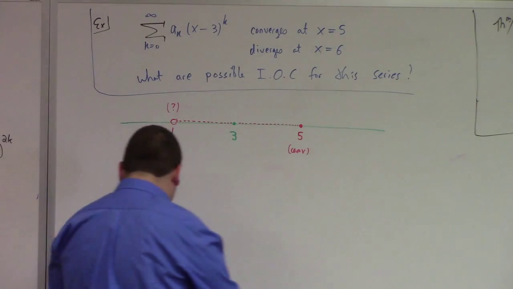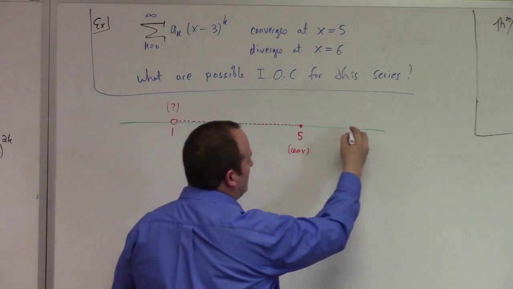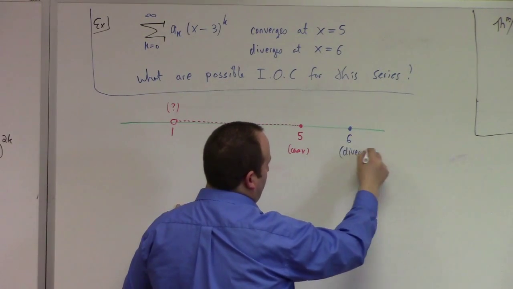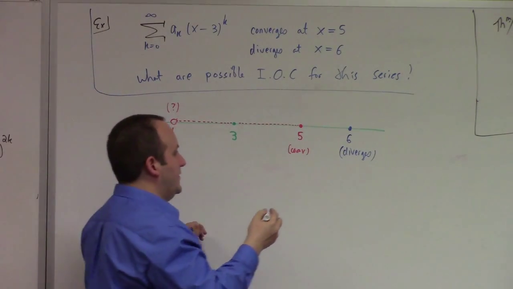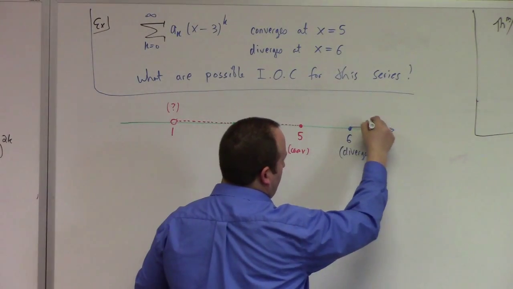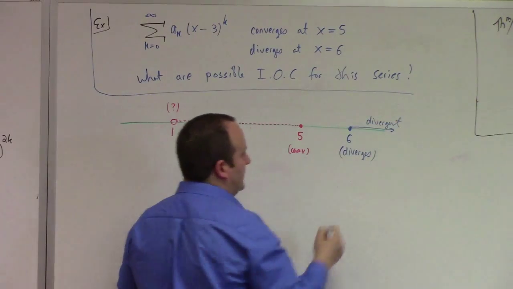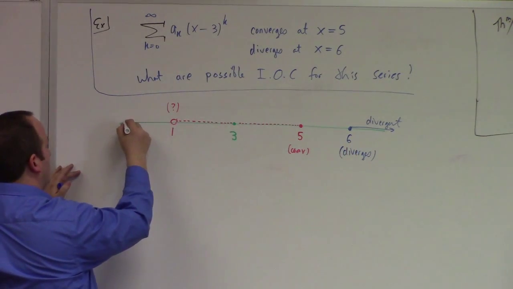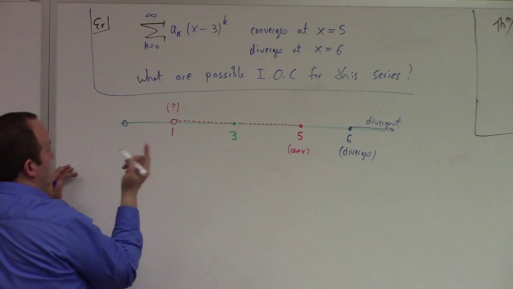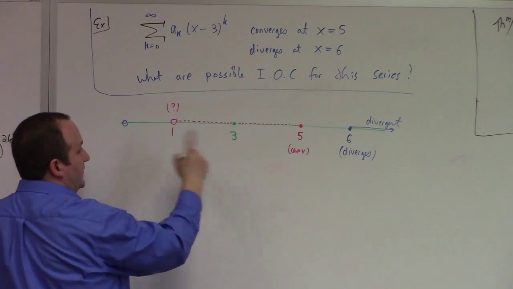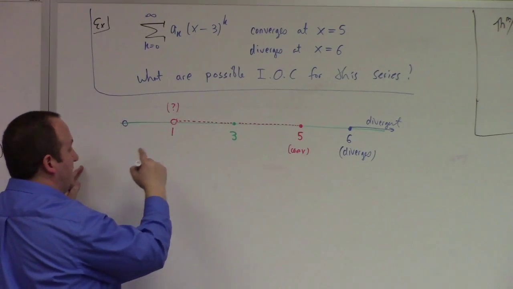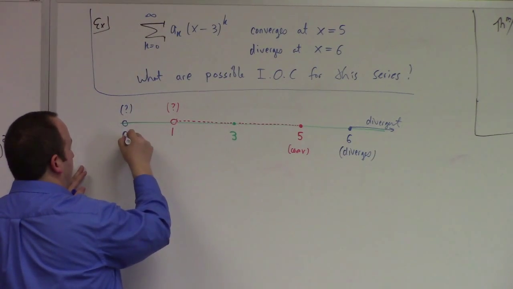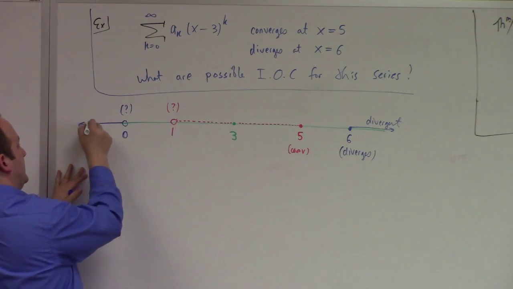And then what else do we know? It diverges at 6. That tells me that it's divergent all out here. How far is 6 from 3? 3. So over here at 0, again, I don't know. It could diverge, it could converge. Divergence at one point doesn't imply divergence at the symmetric point on the other side of the center. At 0 it may or may not. But definitely for negative values, it's divergent.